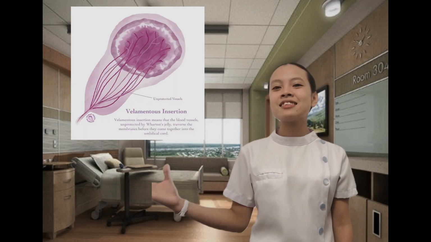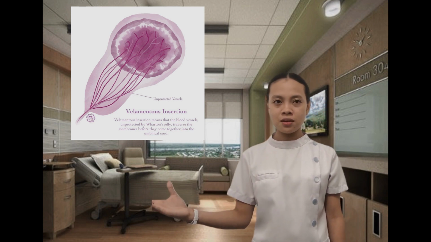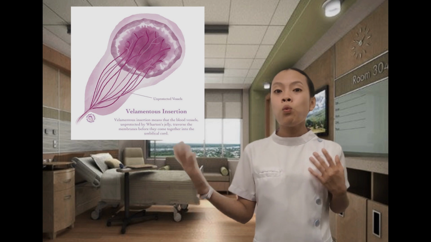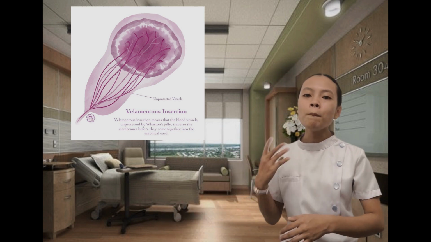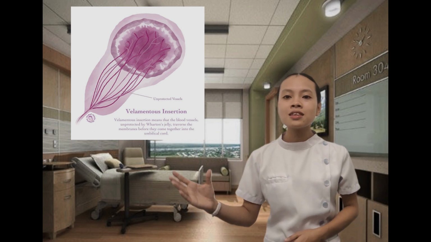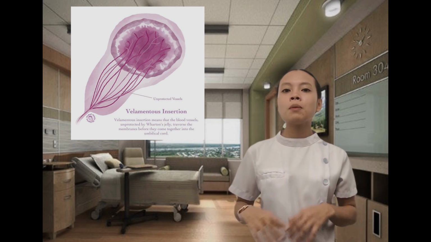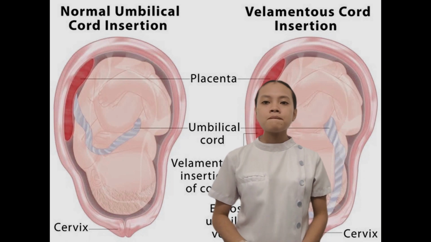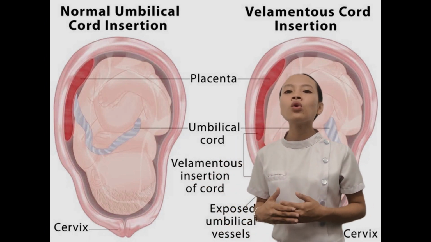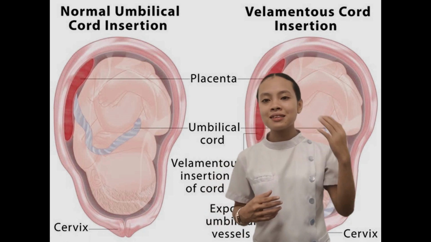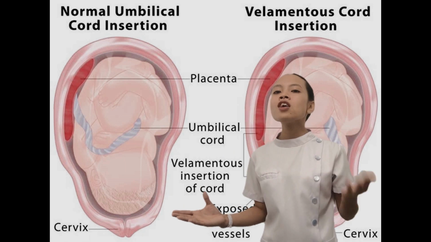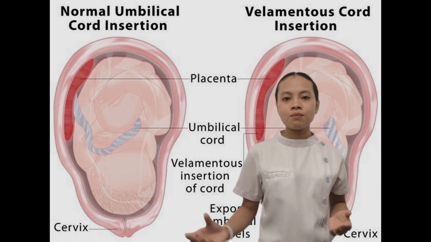And lastly is the Velamentous cord insertion. If you are wondering what is Velamentous cord insertion, well, it is a pregnancy complication that happens when the umbilical cord from a fetus doesn't insert into the placenta correctly. As we can see in a normal pregnancy, the umbilical cord connects the baby to the placenta, facilitating the exchange of nutrients, oxygen, and waste products.